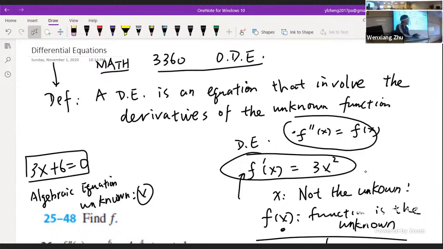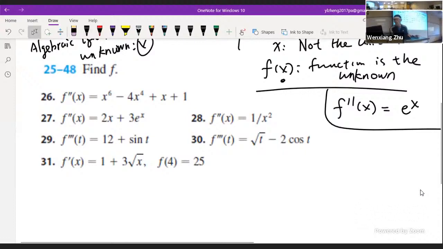And so all these kinds of things, but we just need to do simple ones. So let's take a look. Finding an f is another way to say solving the differential equation. So we're doing this, solving a differential equation.